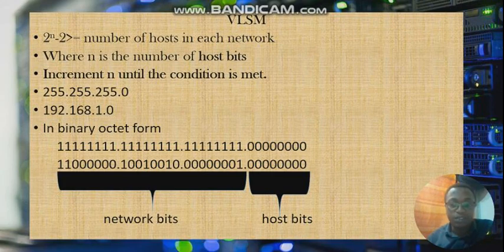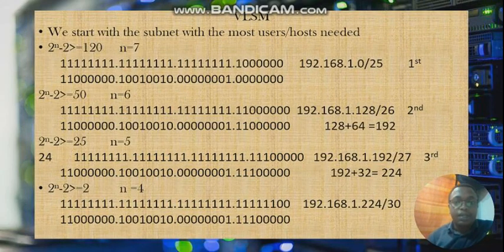So in the subnet mask, the value of n is the number of bits that we need to use in the subnet mask in order to achieve a network that can accommodate that number of users. Now, let's get into the calculation, and we're going to start with the network with the highest number of users. So we're going to do 2 raised to the power of n minus 2.